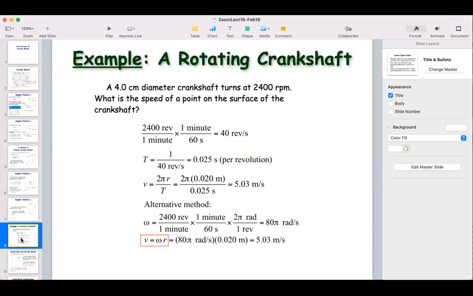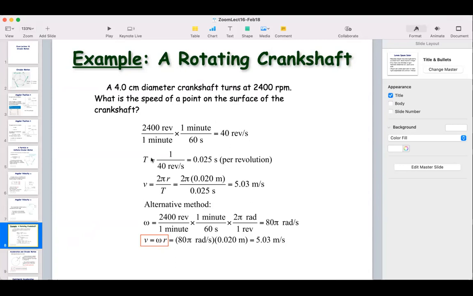Yes. And so let's see immediately one example. We have a 4 centimeter diameter crankshaft that turns at 2,400 RPM. What is the speed of a point on the surface of the crankshaft? So we have 2,400 revolutions per minute. If we want to bring it to revolutions per second, I multiply by 1 minute divided by 60 seconds, and the minutes go away. Then I found 40 revolutions per second.